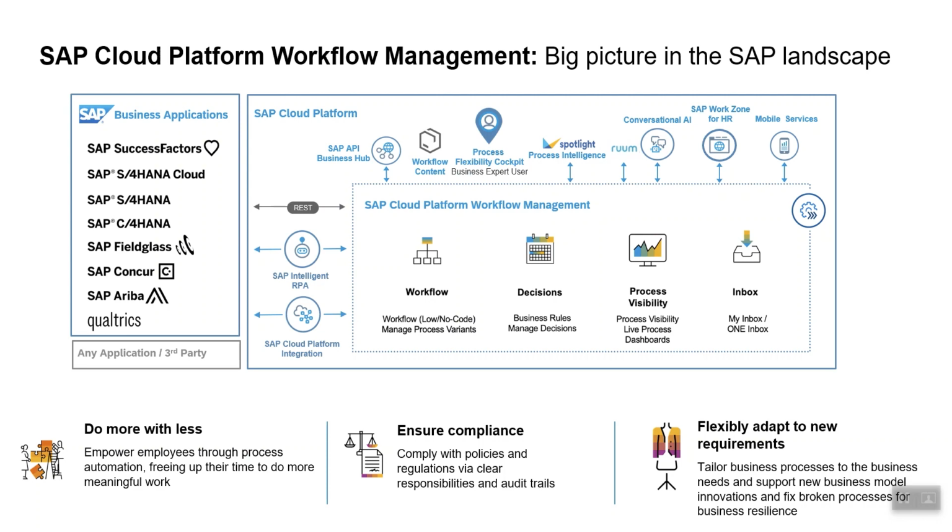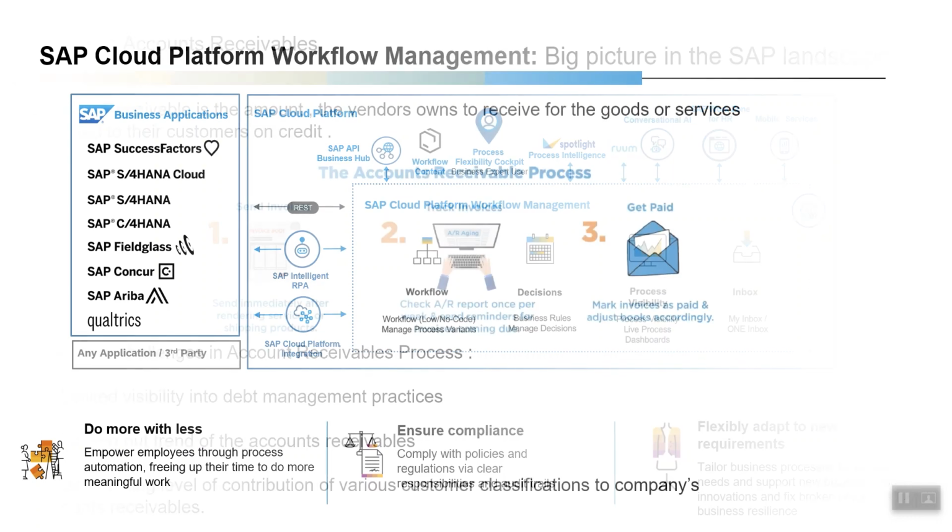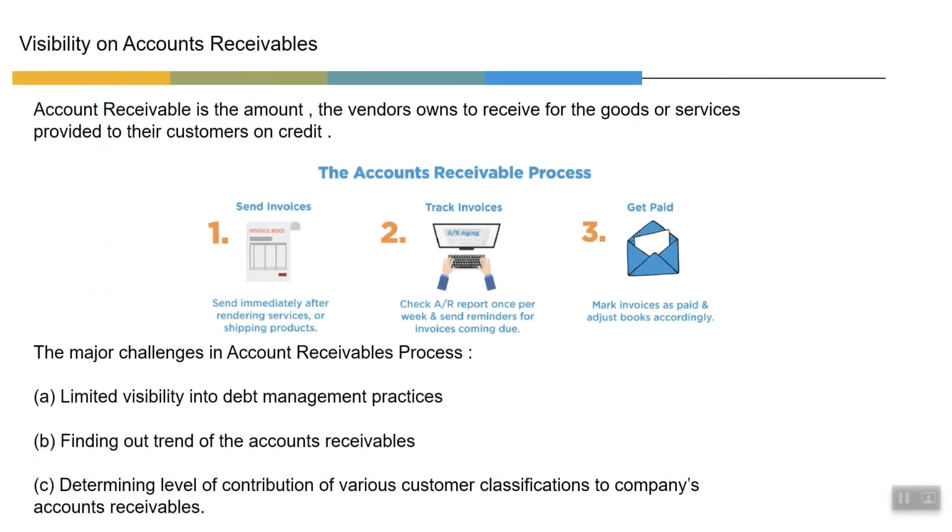So, it helps customers do more with less, ensure compliance, and flexibly adapt to new business requirements, fix the broken processes for business resilience. Now, let's take a closer look at one such live content package, visibility on account receivables.